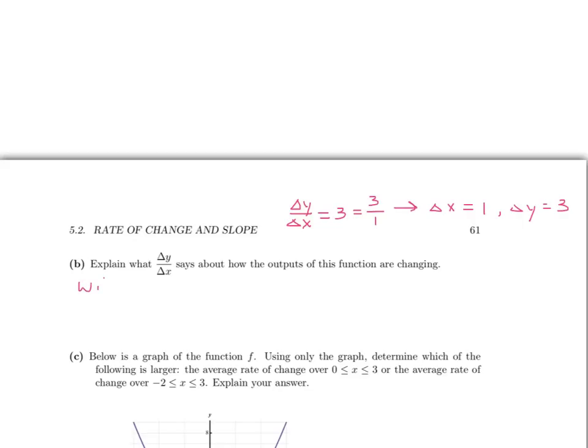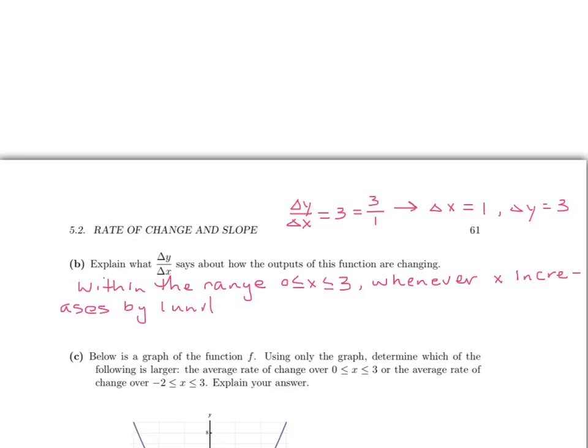So within the range 0 is less than or equal to x is less than or equal to 3, within that range, whenever x increases by 1 unit, the output y increases by an average of 3 units.